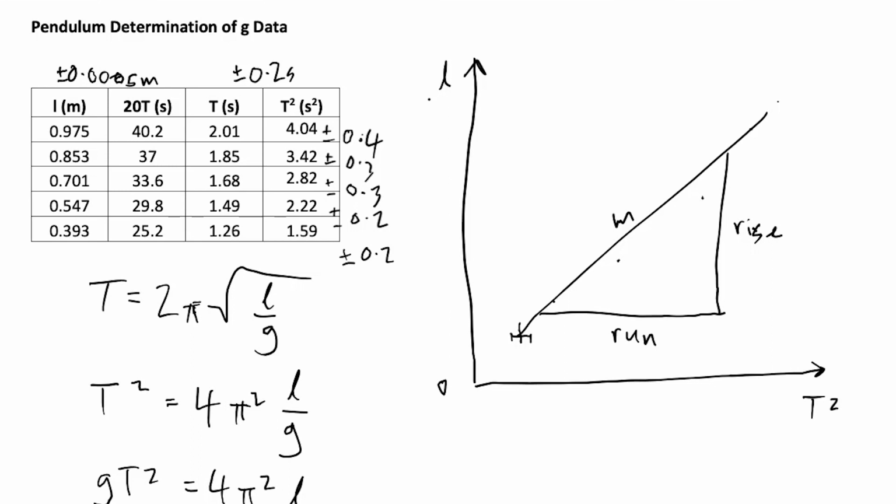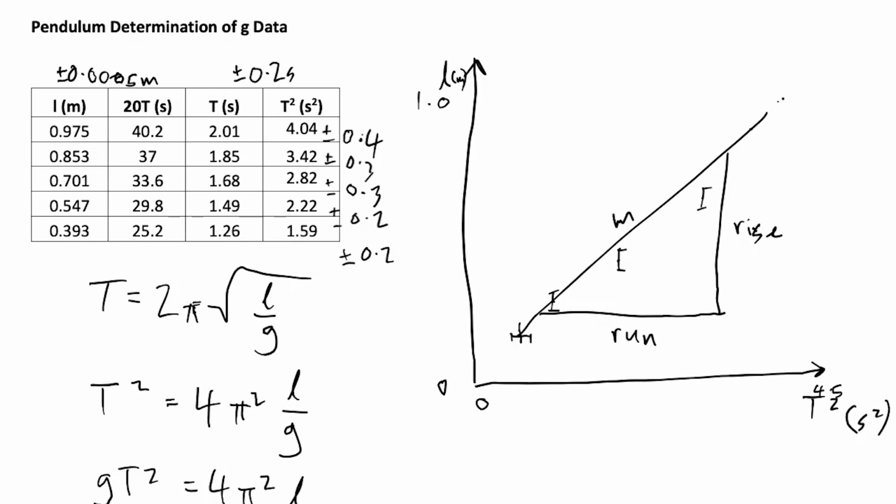0 to 1 in terms of length. We get to almost 1 meter. And we're going from, I guess, probably 0 to about 4, maybe 4.5 seconds squared. So the units of t squared have to be seconds squared, not seconds. The units of L are meters, they're distances. So you'll put your points in, you'll put your vertical error bars in. As I say, don't worry about horizontal ones for the purposes of this.